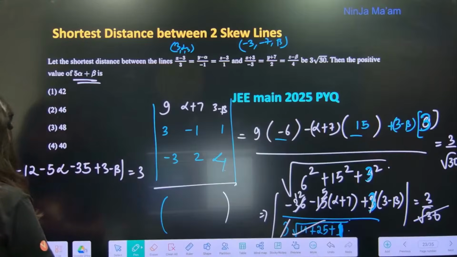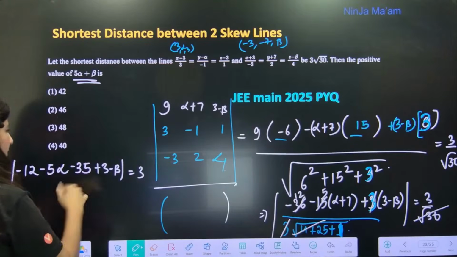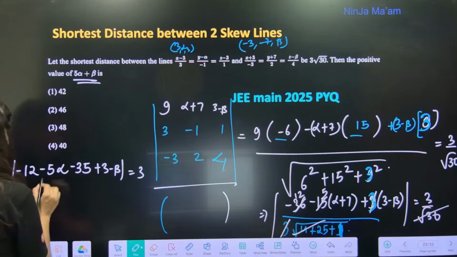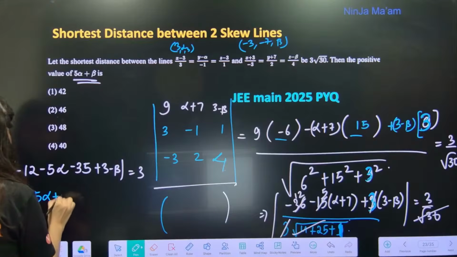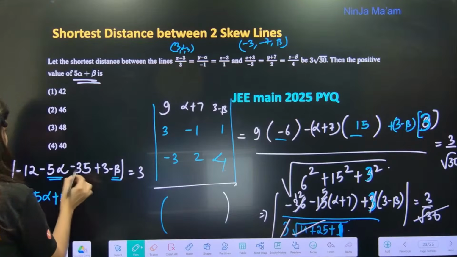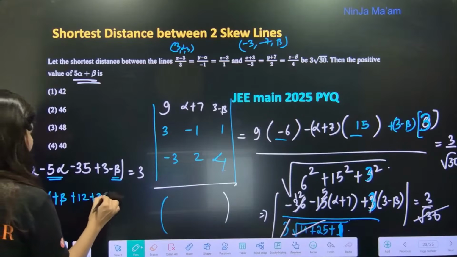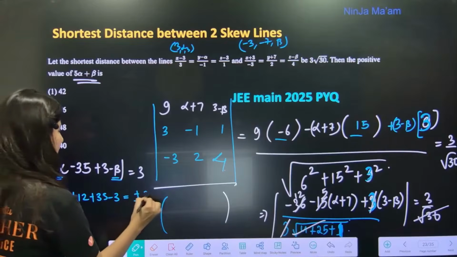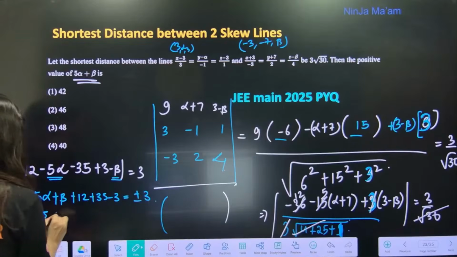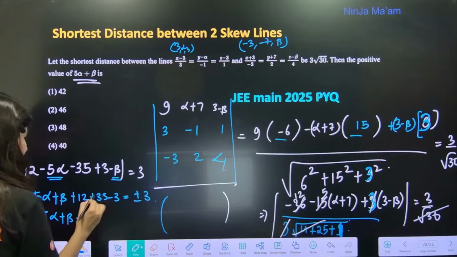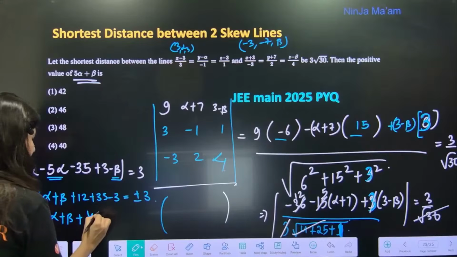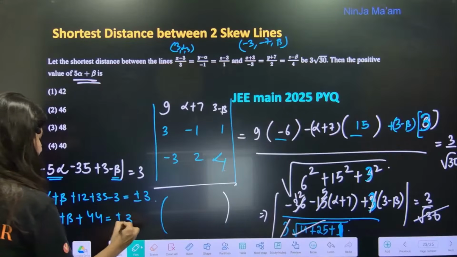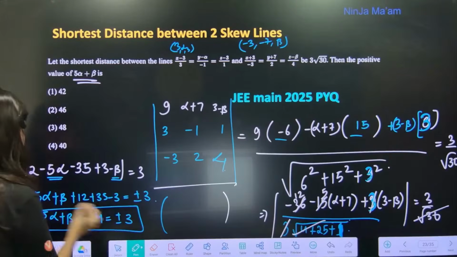So I think that you should actually shift plus minus sign on the right hand side. So now it will be what? 5 alpha plus beta, okay. I'm cancelling the negative sign. And this is going to be plus 12 plus 35 minus 3 is equals to plus minus 3. That we will see, okay. So 5 alpha plus beta plus this is 47 minus 3, 44 is equals to plus minus 3. So this answer would be what?